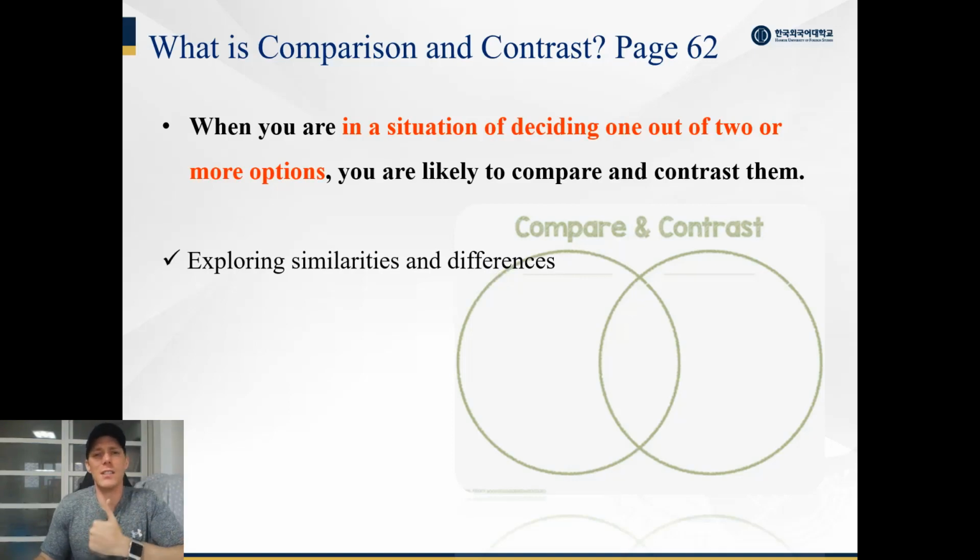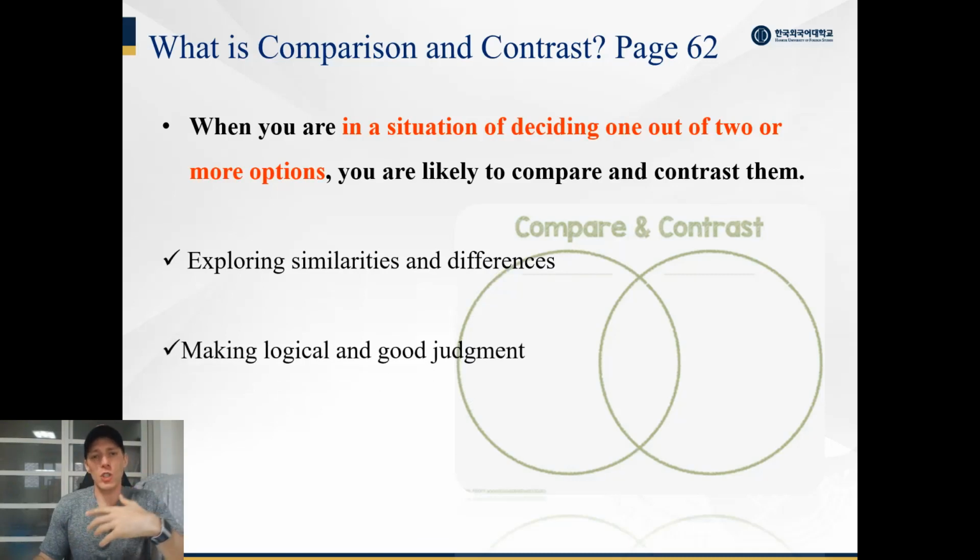The idea is to look at similarities and differences between two things or three things and look at them, making sure we make a logical and good judgment, making the right decision. So we always use these methods to think about lots of things, and I'm going to give you some examples here.